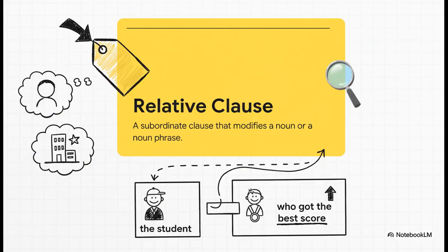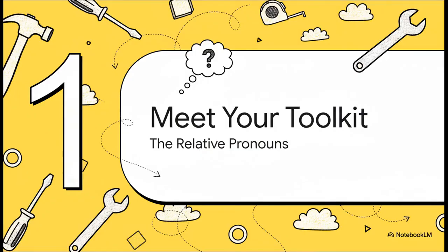So what is this thing, really? A relative clause is basically just a fancy name for a chunk of a sentence that gives you more information about a noun. Just think of it like a little add-on, a descriptive tag that tells you more about the person, place, or thing you're talking about. It's the difference between saying the car and the car that's parked outside. See?